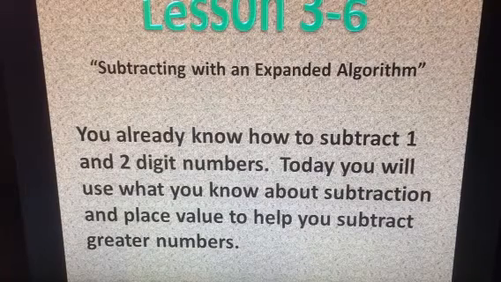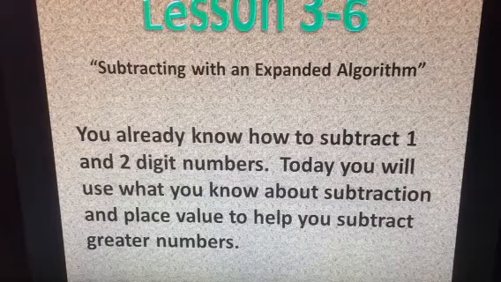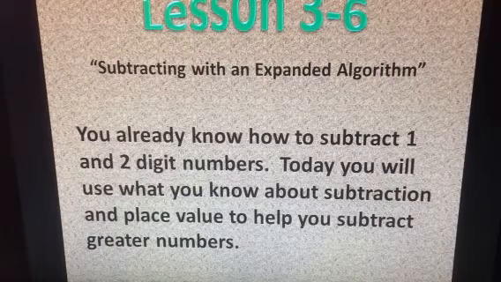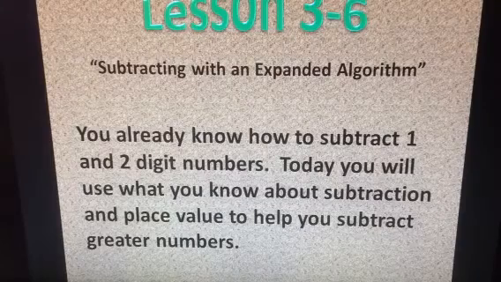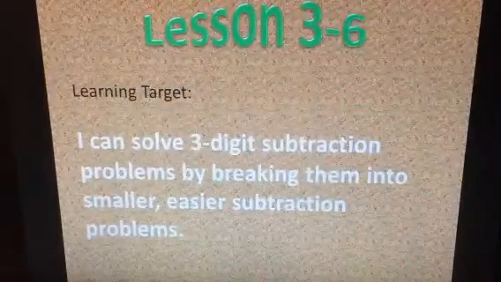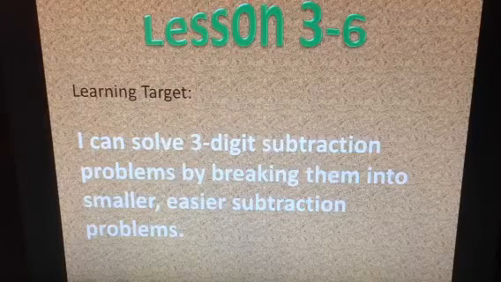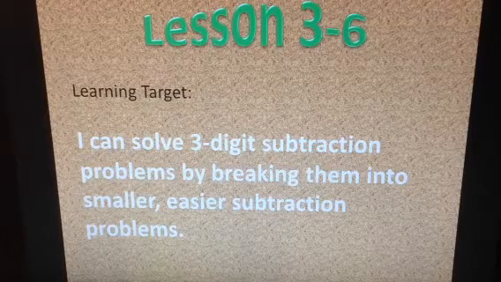You already know how to subtract 1- and 2-digit numbers. Today you will use what you know about subtraction and place value to help you subtract greater numbers. The learning target: I can solve 3-digit subtraction problems by breaking them into smaller, easier subtraction problems.